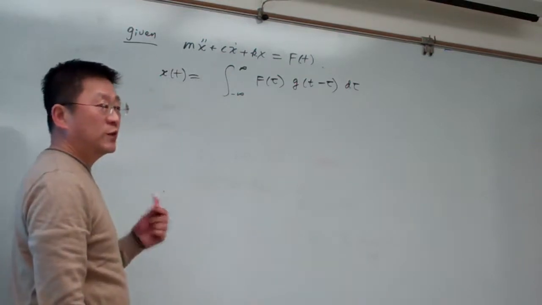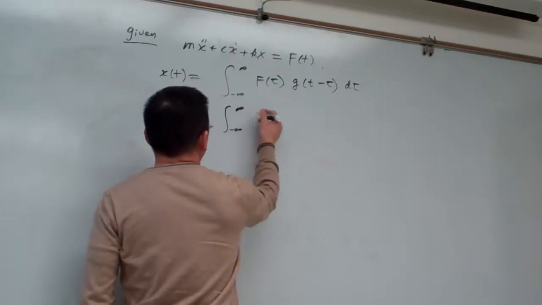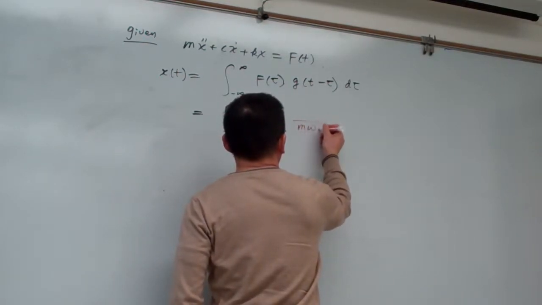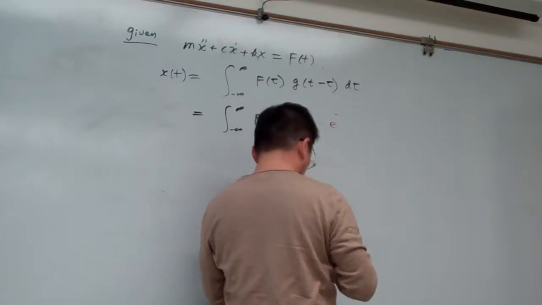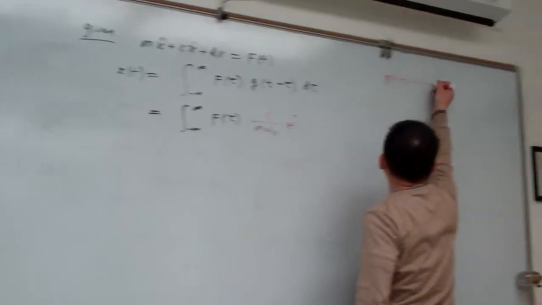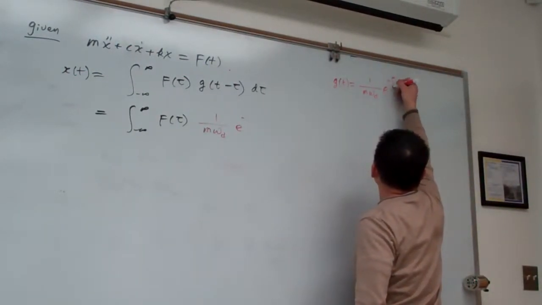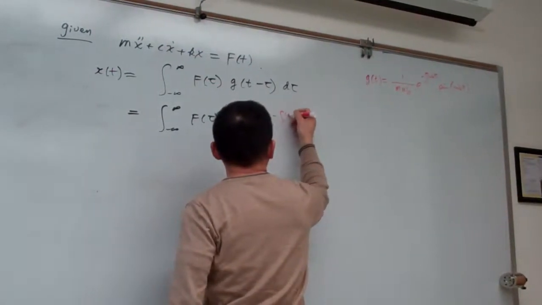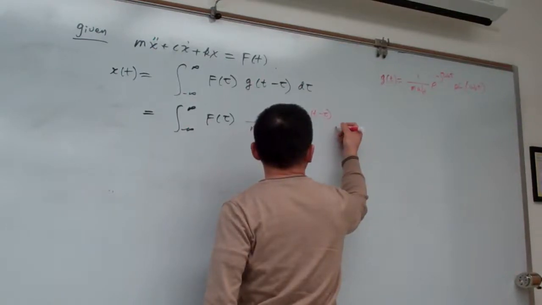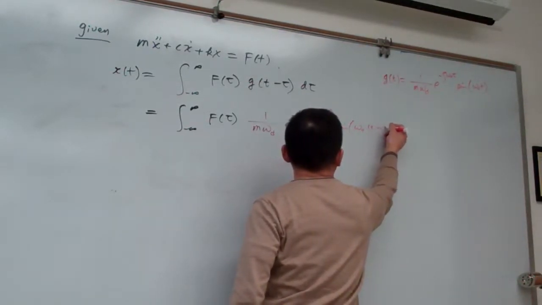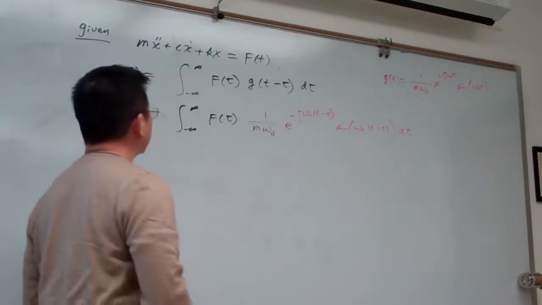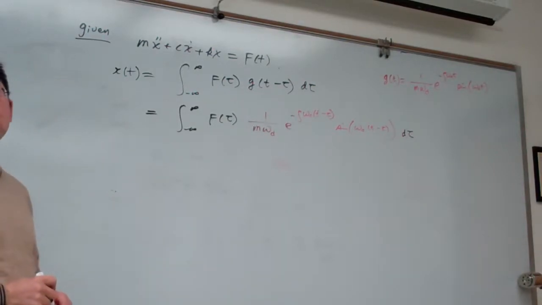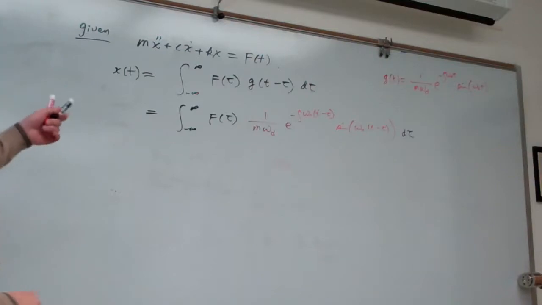Okay, and let me explicitly describe g. What is g? g is equal to 1 over m omega d, exponent... Okay, so let me explicitly write it up here. So we have to implement this integral explicitly. Okay, and so that is our formula.